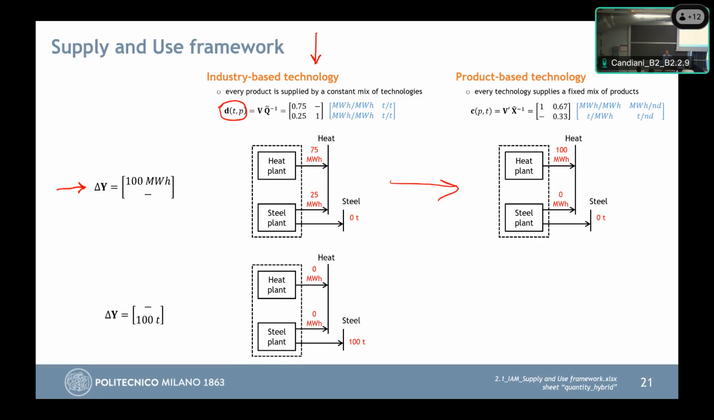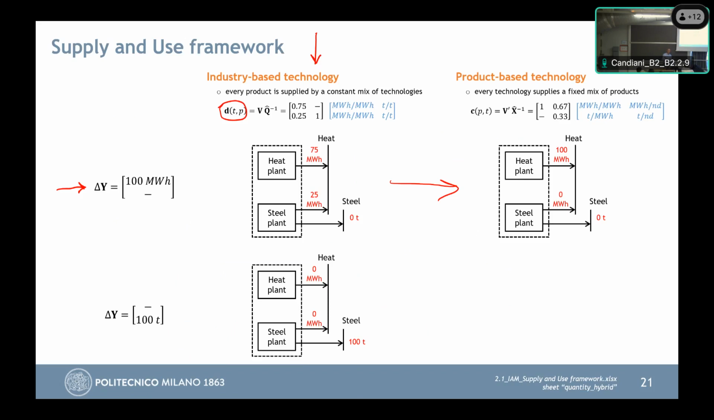But again, you as the analyst, you have to be aware of the meaningfulness of your assumptions. Then the other way around, we have the final demand of 100 tons, calculated according to the industry-based technology assumption. So in this case, you see that the steel plant is producing 100 tons because there are no other options for producing steel. But we are not producing the side product of the steel factory. This also may be not really meaningful from the engineering point of view.